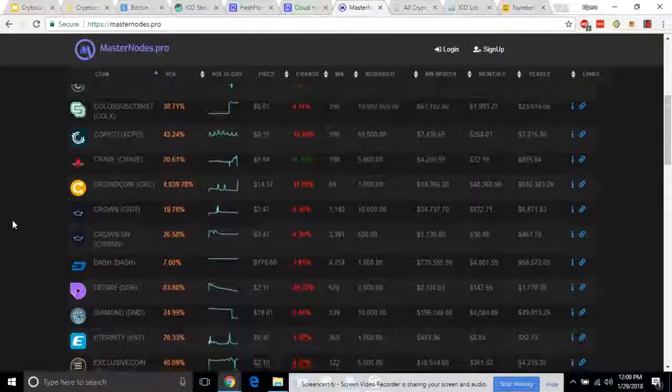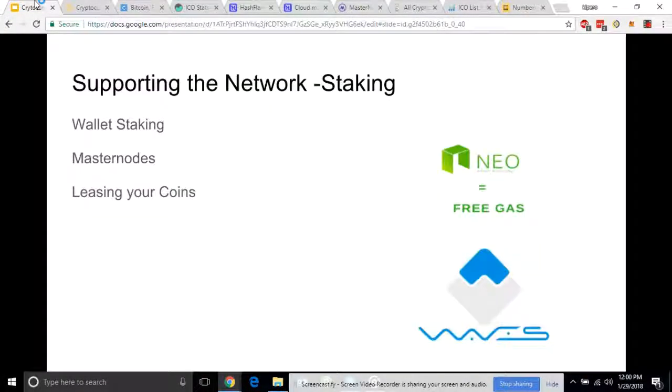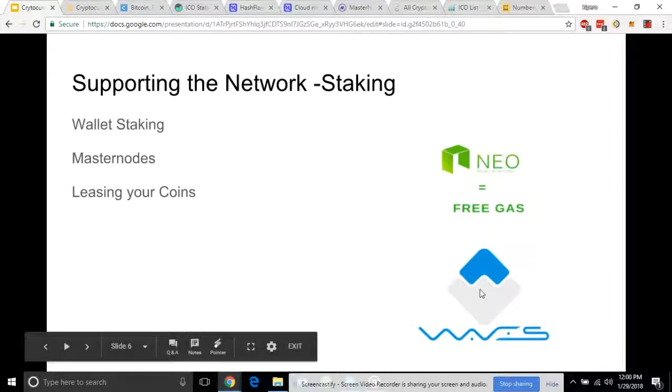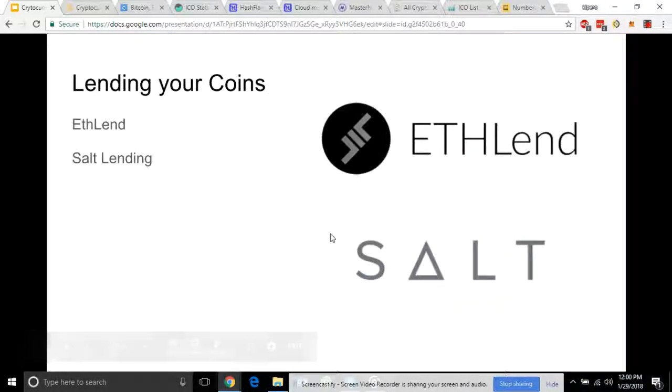If you don't have enough money for this kind of investment, some networks allow you to lease your coins to a staking pool, like in the case of Waves, where the returns are shared among the people that leased out the coins. There are some other ways of earning money on crypto by lending your coins on platforms like Atlend or Salt, where you could lend your coins to other investors and they would pay you interest on that borrowing. I have not used those platforms yet, but I'm planning to in the future. I'm very interested in trying out Salt.